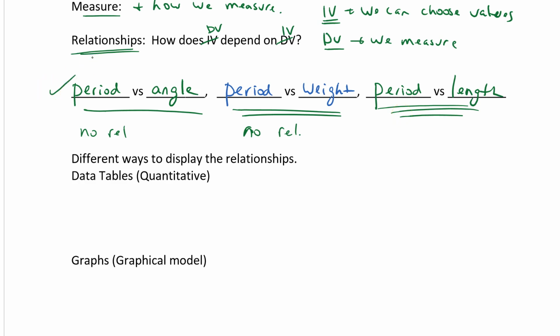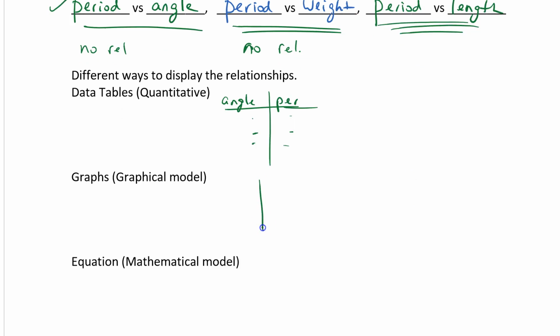So, what did I do with the easy one? Why don't we do period versus angle? So, how did it look? Well, you did a data table, and you'd say, okay, here's the angle, and then you measured the period, and you got a bunch of numbers. And then you graphed it. It's another way of showing the data.